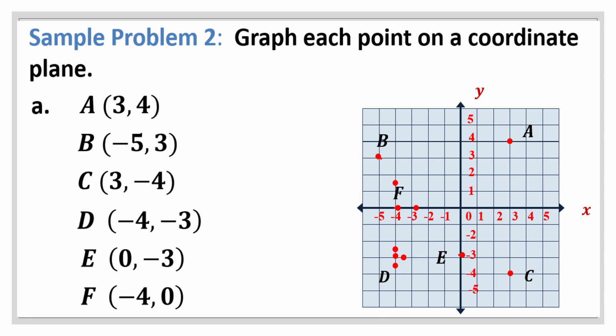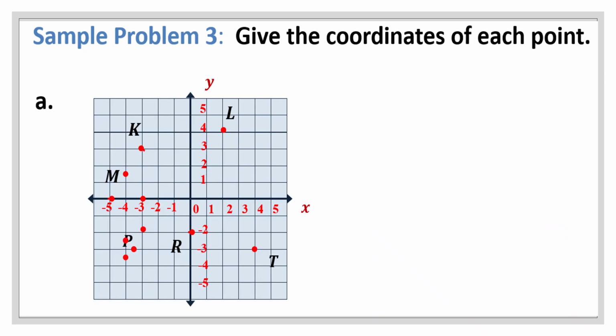That's it. All right, so give the coordinates of each point. What is the coordinate of point L? If we are going to analyze this one, L is at (2, 4). That's the coordinates, positive 2 and positive 4. Okay, let's see if you are correct.